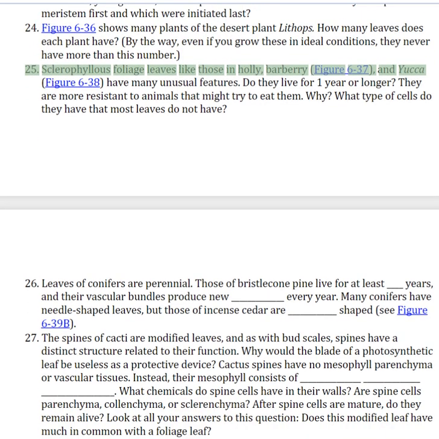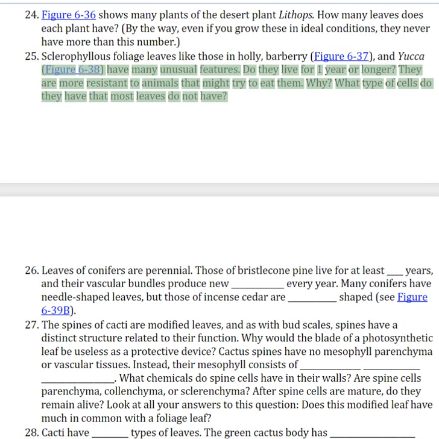25. Sclerophyllous foliage leaves like those in holly, barberry, and yucca have many unusual features. Do they live for 1 year or longer? They are more resistant to animals that might try to eat them. Why? What type of cells do they have that most leaves do not have?